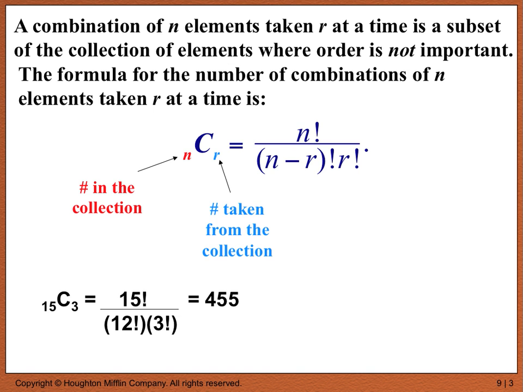So putting this in words, if I have a class of 15 people, or if you like, a group of 15 athletes, and I want to form as many different 3-player volleyball teams as possible from that pool of 15, then there are 455 different 3-person volleyball teams that I can make from a group of 15 athletes.